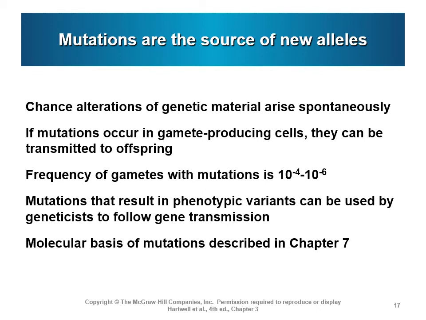Luckily, the rate of mutation is low, in the order of 10 to the power of minus 4 to 10 to the power of minus 6. This is partially because we have different proofreading mechanisms in our DNA replication that ensure no errors are introduced. Some mutations can result in phenotypic variants that can be used by geneticists to follow gene transmission. For example, we will explore the basis of mutations later in the course.